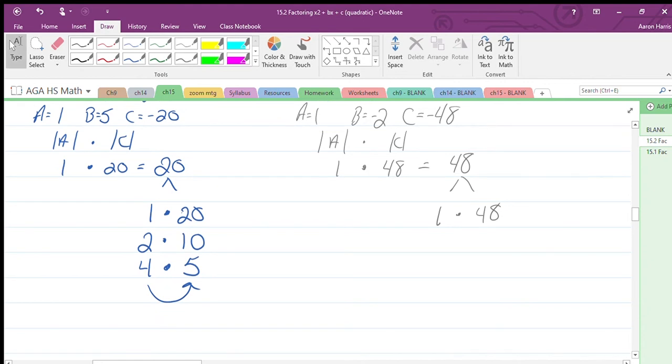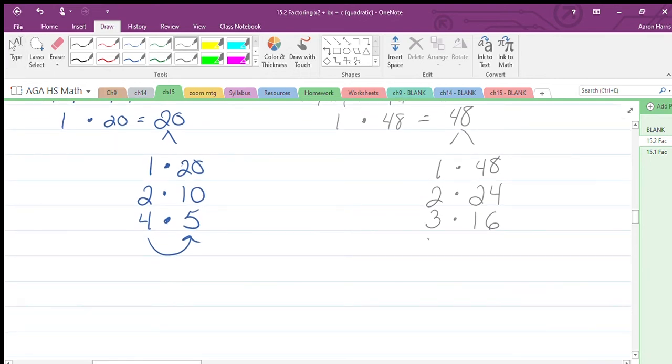Makes your life easy. 2. 2 times what? That's right, 24. Does 3 go in? Yes. 3 times what? 16. Does 4 go in? Yes. 12. Does 5 go in? No. Does 6 go in? Yes. 6 times what? 8. Does 7 go in? No. And here's 8. So I know I'm done because I'm able to loop all the way around. I don't want any loops.